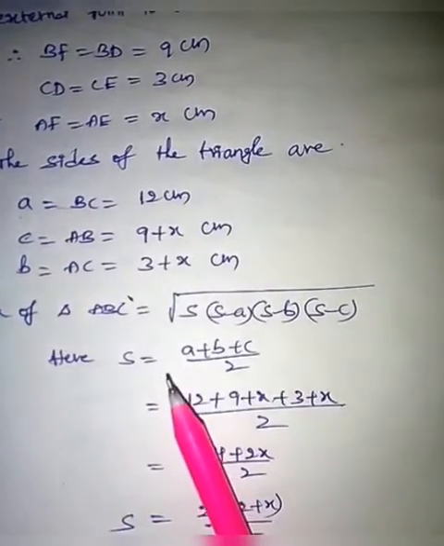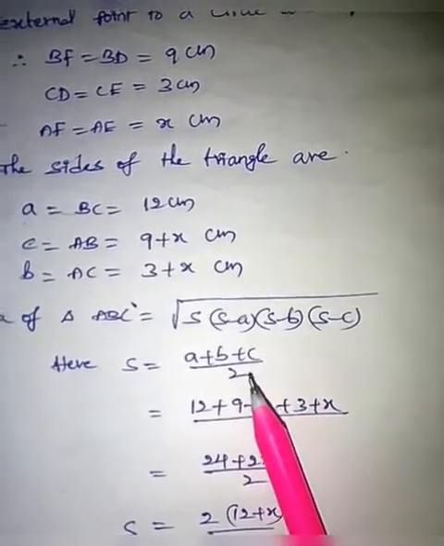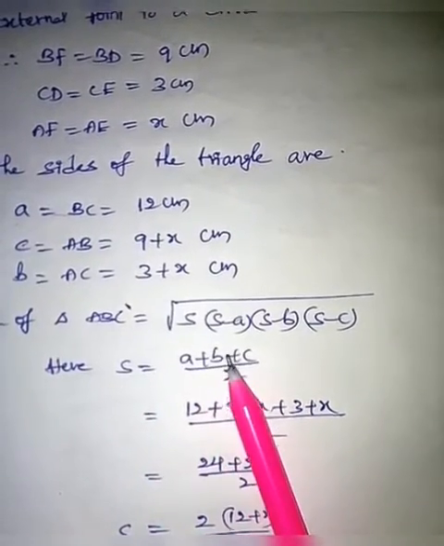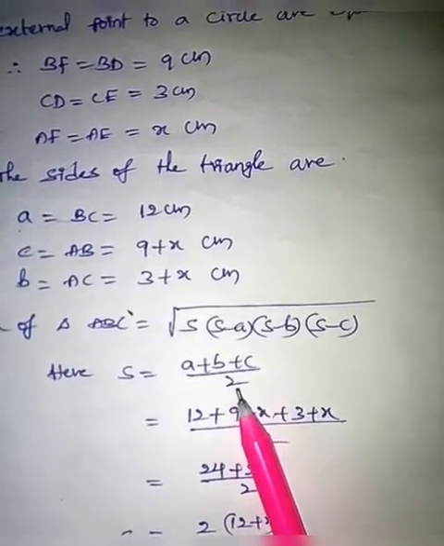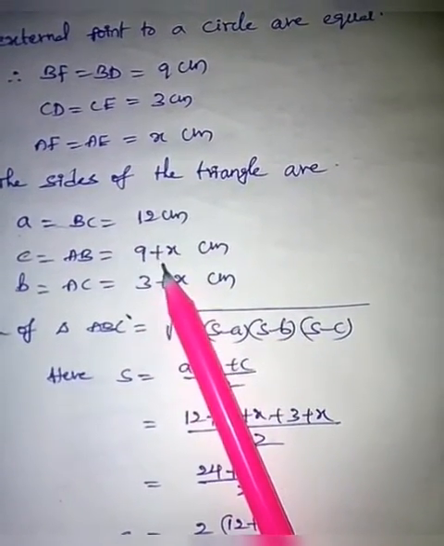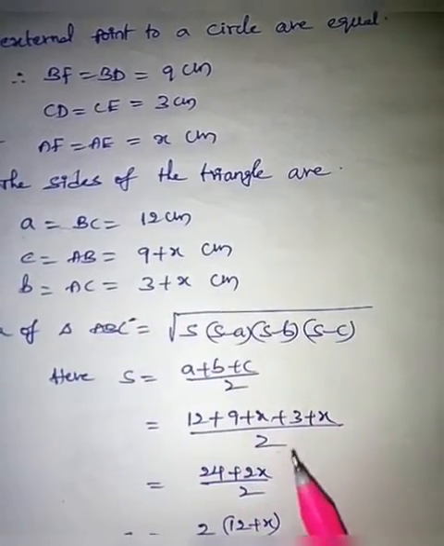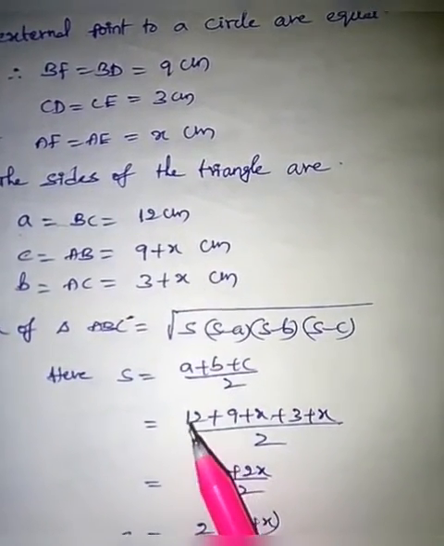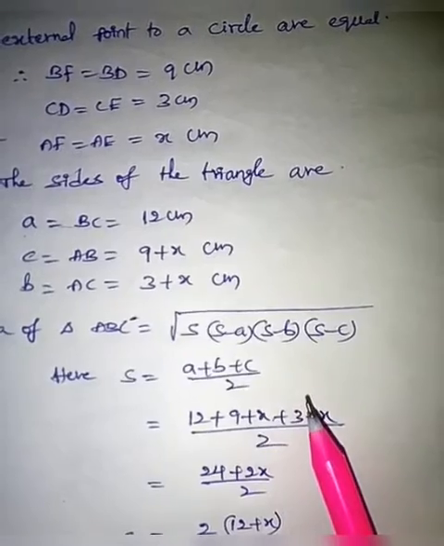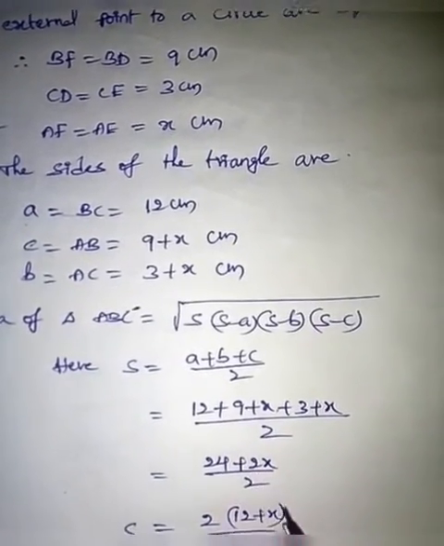And you know that s means half of the perimeter of triangle ABC, that is s equal to (a plus b plus c) by 2. Here a means 12 cm, c means 9 plus x cm, and b means 3 plus x cm. So s equals (9 plus 12 plus 3, that is 24, x plus x, 2x) by 2.